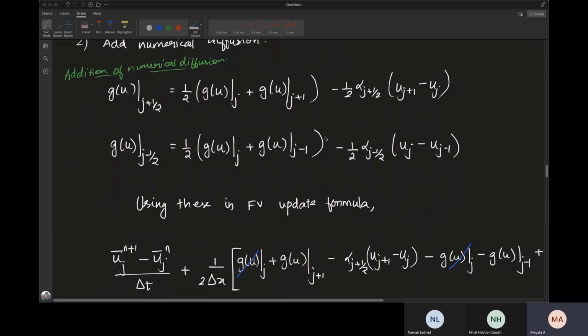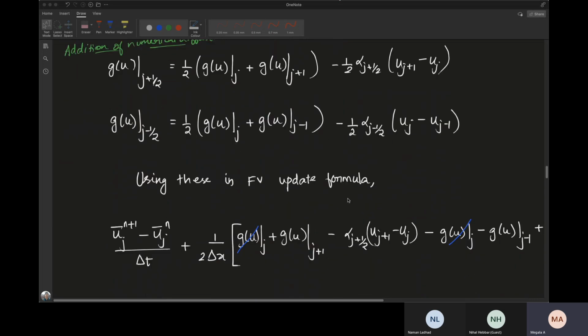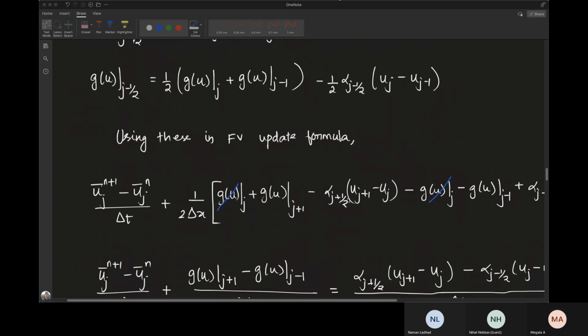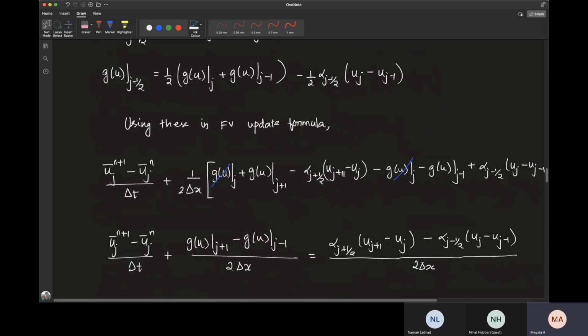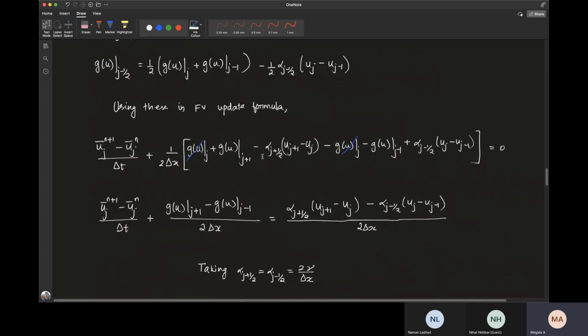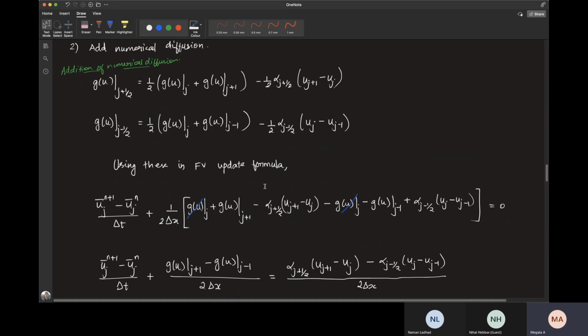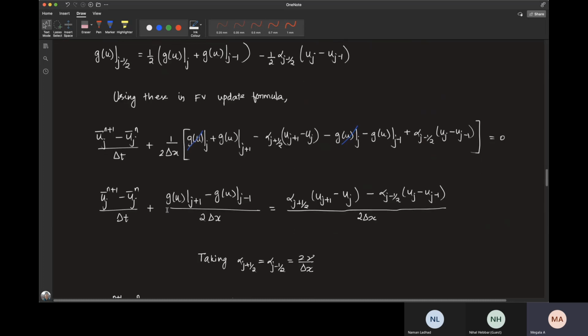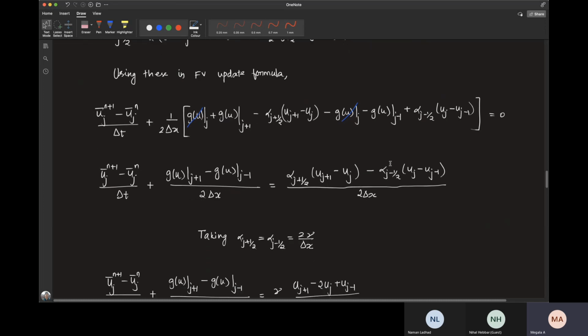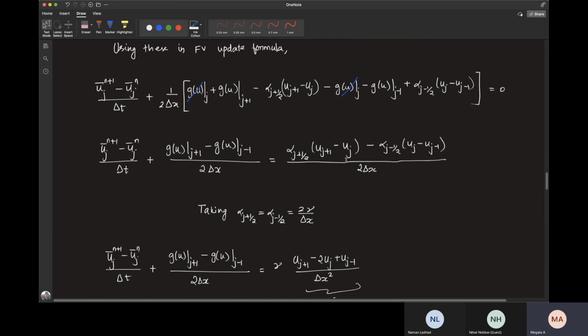So now let us use these expressions for fluxes at interfaces in our finite volume update formula. This was our finite volume update formula. We had this forward in time, and we had G at j plus half minus G at j minus half. So let's just substitute these quantities here. Here again we have this cancellation, and we get this central difference term plus some numerical diffusion plus some other term. We'll interpret this as numerical diffusion here.